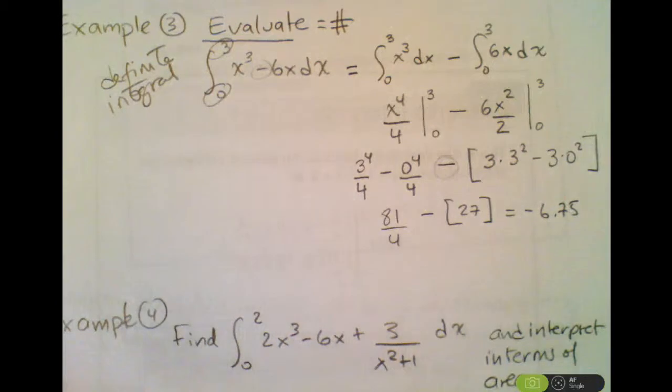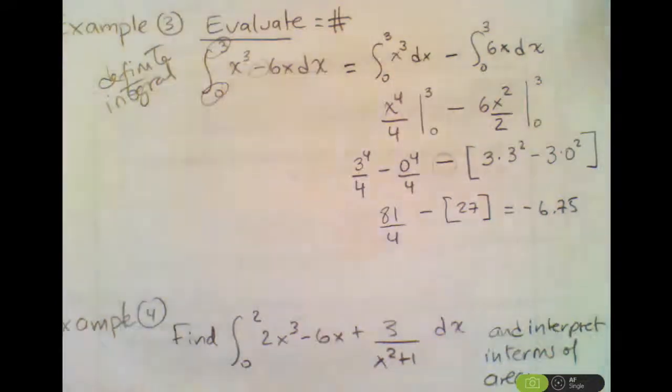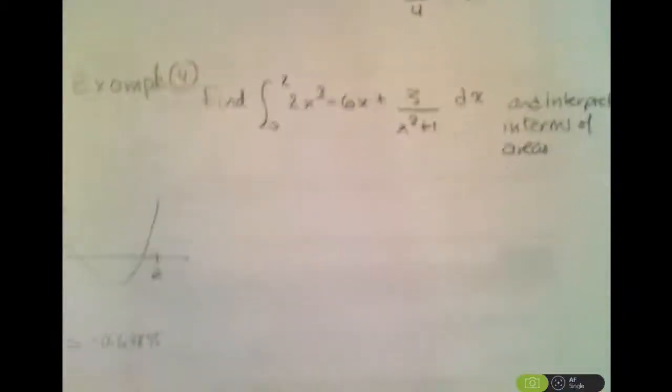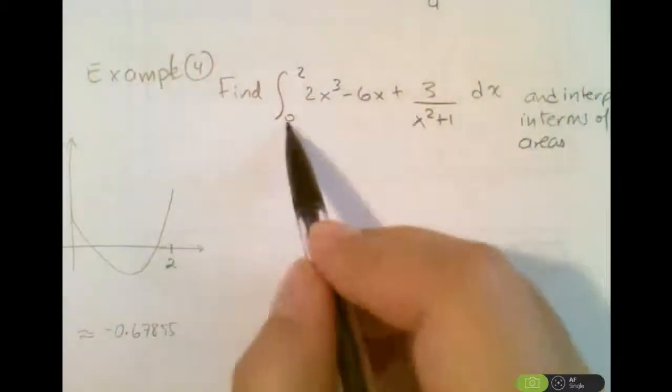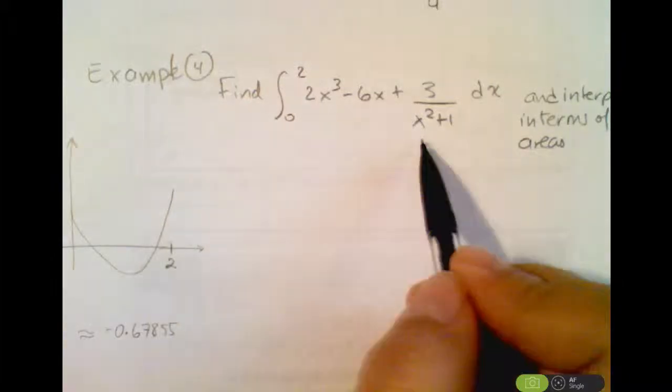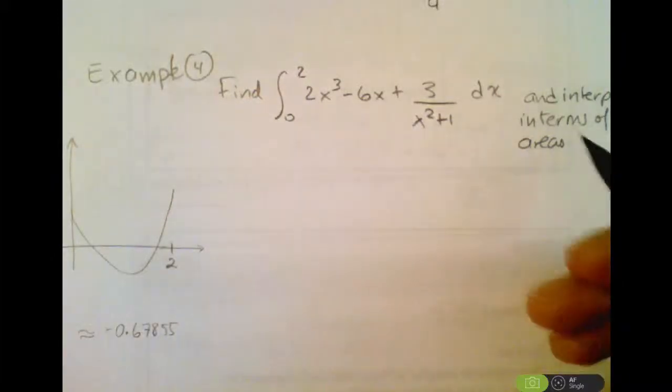And now this should ring a bell because we've done this in example 2 on section 5.2. So now we have a system to do that without sums or anything crazy like that. And then we have example 4. I'm finding the integral between 0 and 2 of this function, and then we're going to interpret this result in terms of the areas.